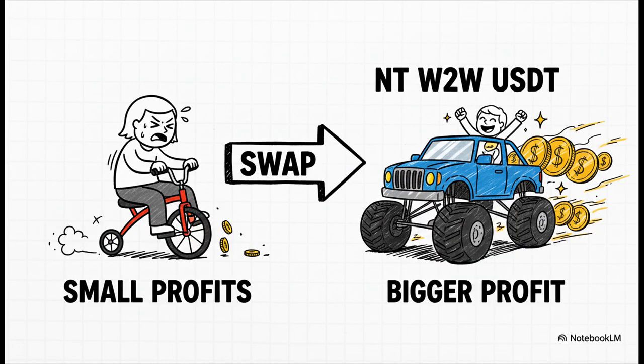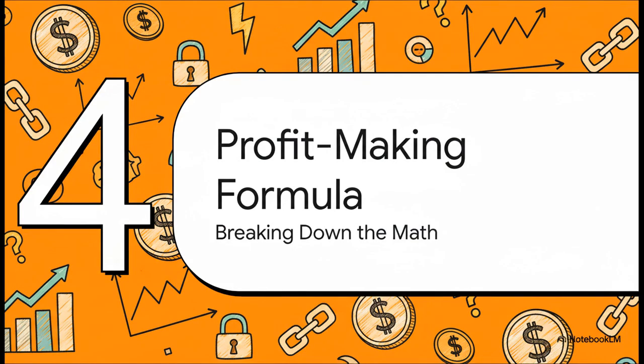And this really shows you what it's supposedly for. The idea is, if you're stuck making tiny profits on regular USDT trades, you could swap for this NTW2W variant and try to turn it into a much bigger gain. It's basically positioned as a profit amplifier. Okay, so we've covered the theory. Now it's time for the most important part. Let's actually look at the profit-making formula and see if the numbers really add up.